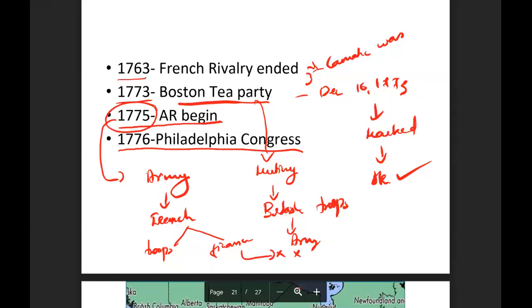When the British troops came, the French suddenly came and helped America. Why did the French come? Because they are always in rivalry with Britain. So the French came with troops and also gave financial help, so that both armies were face to face, and they were into revolution there. Okay, so we have reached here. Now we have to talk about the Philadelphia Congress in 1776.